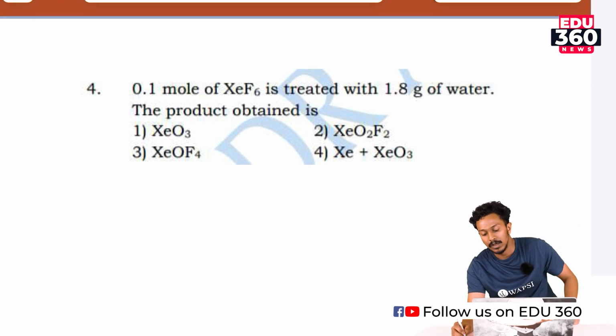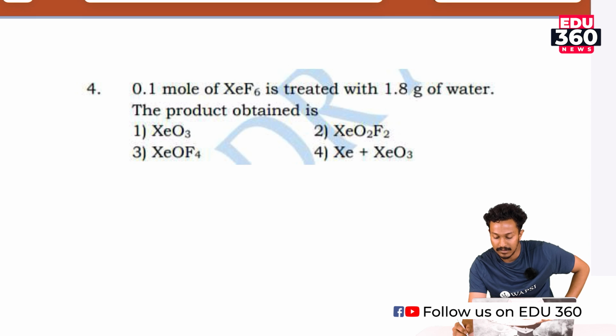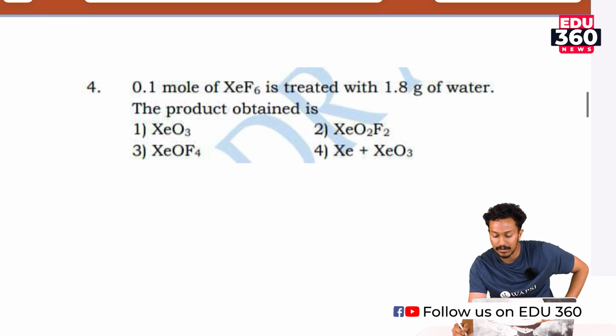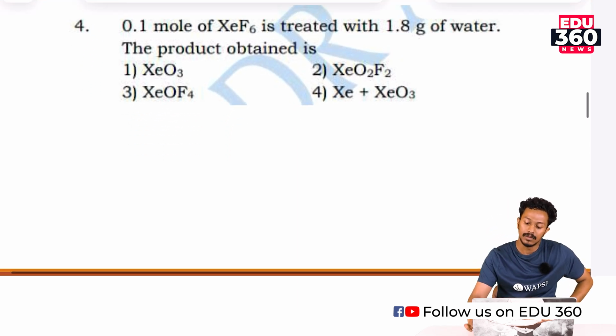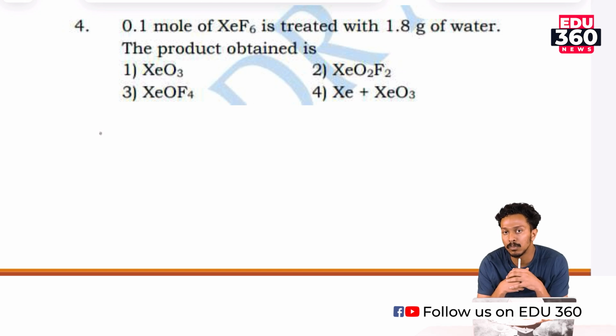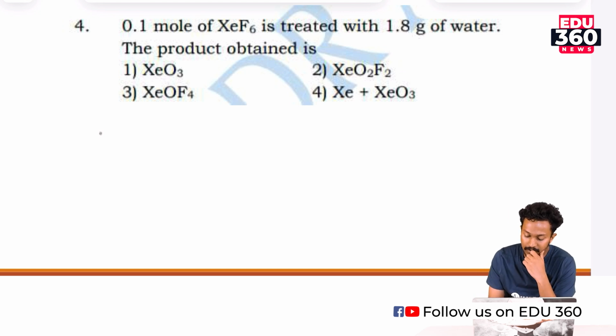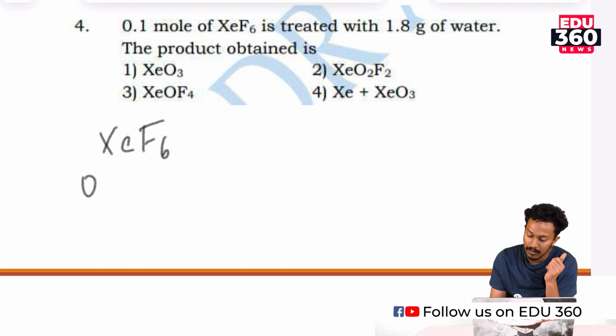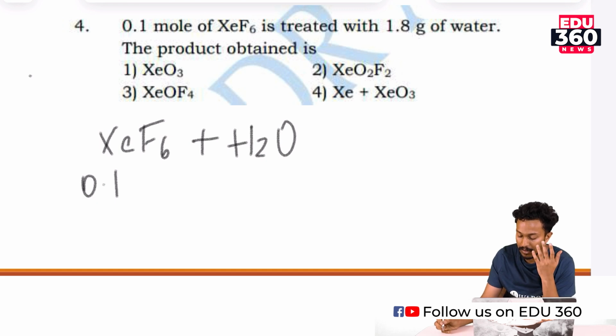And question number 4: 0.1 mole of XeF6, xenon fluoride, is treated with 1.8 gram of water. The product obtained is, here you would be wondering why they gave the amounts of both XeF6 and water. This is because they are explaining the molar ratio of the two reactants, XeF6 and water. Here there is 0.1 mole of XeF6 and 1.8 gram of water. What is the number of moles of water?